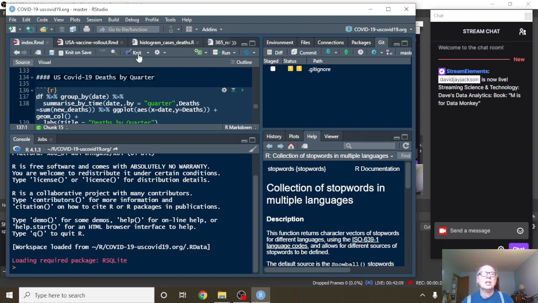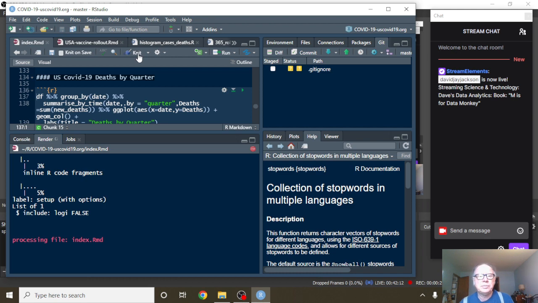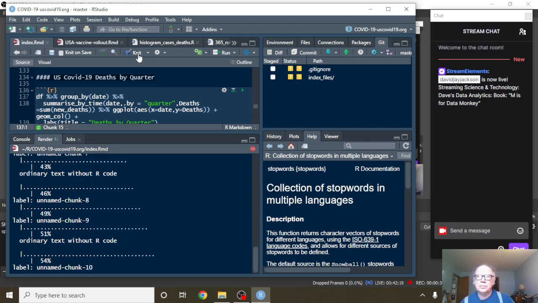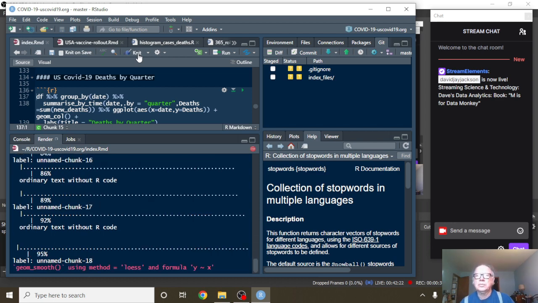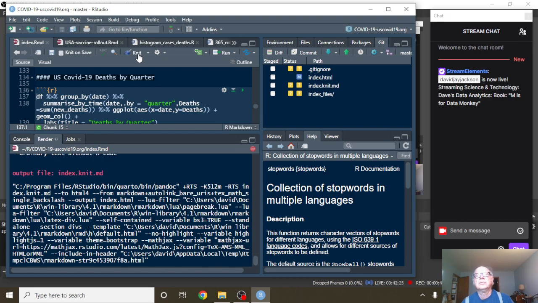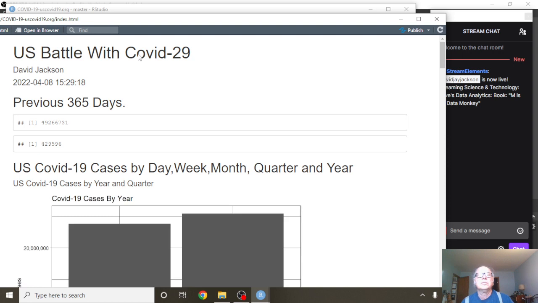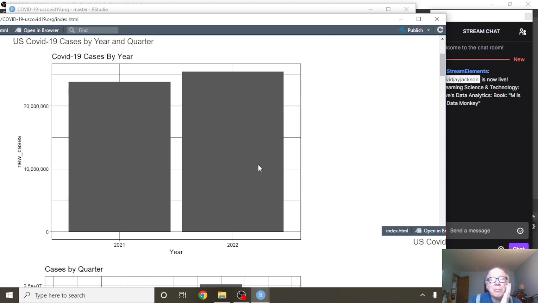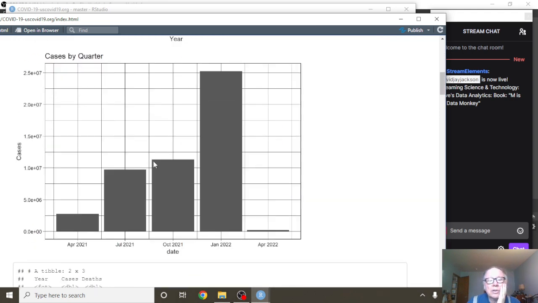So let's just get the numbers going here. And you can see for the previous 365 days, the U.S. has had 49.2 million cases, 429,596 deaths. You can see now that only 3.5 months in, 2022 cases have already passed 2021 cases. In terms of first quarters, well, you can see that the first quarter of 2022 was the quarter with the most number of cases out of the previous 4 quarters.